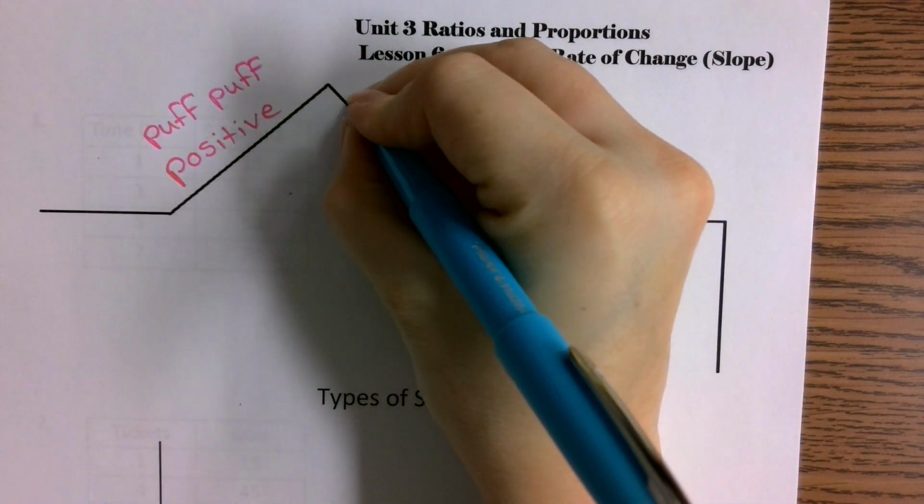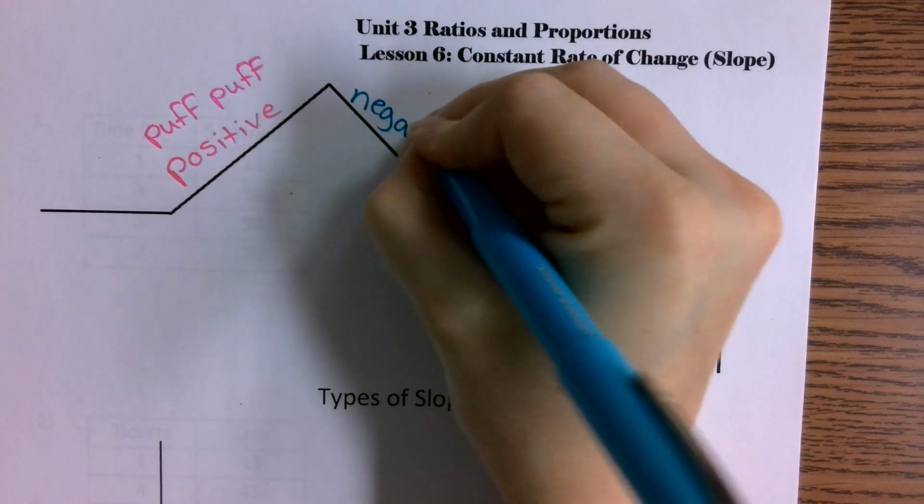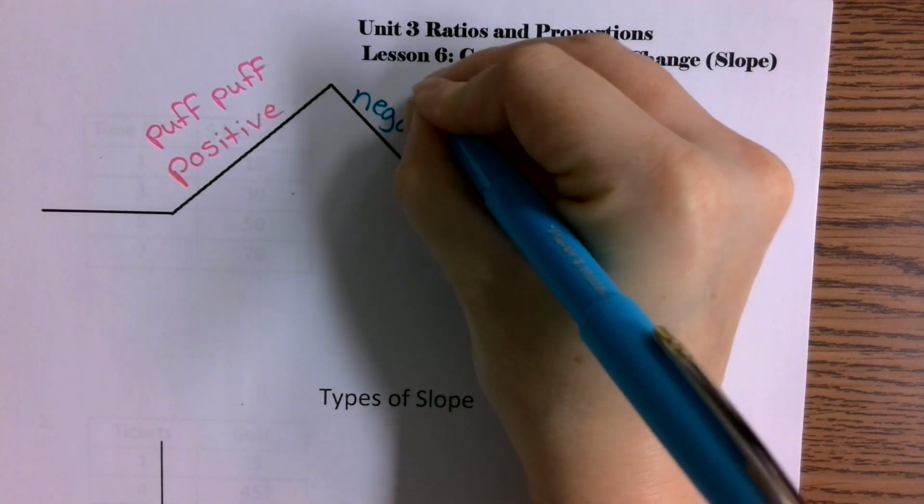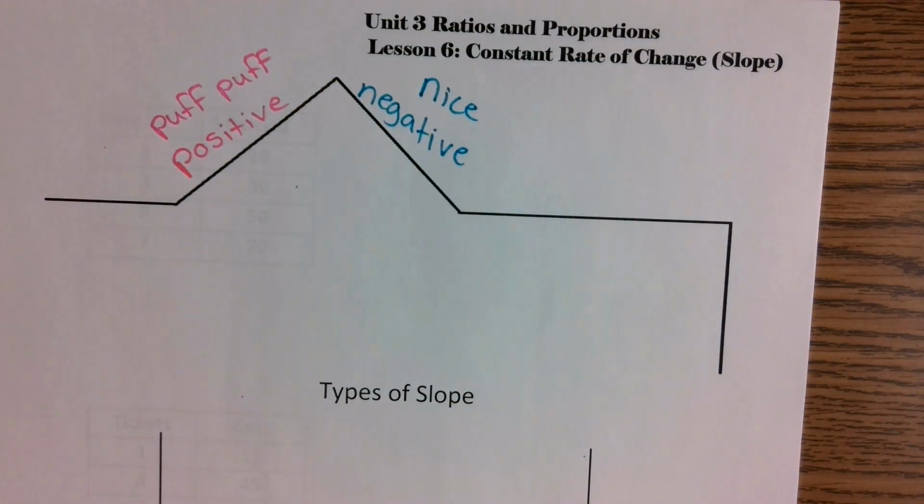So it's nice negative. This is a negative slope. So I'll even put nice negative. It's easy to remember. It's an easy ride.